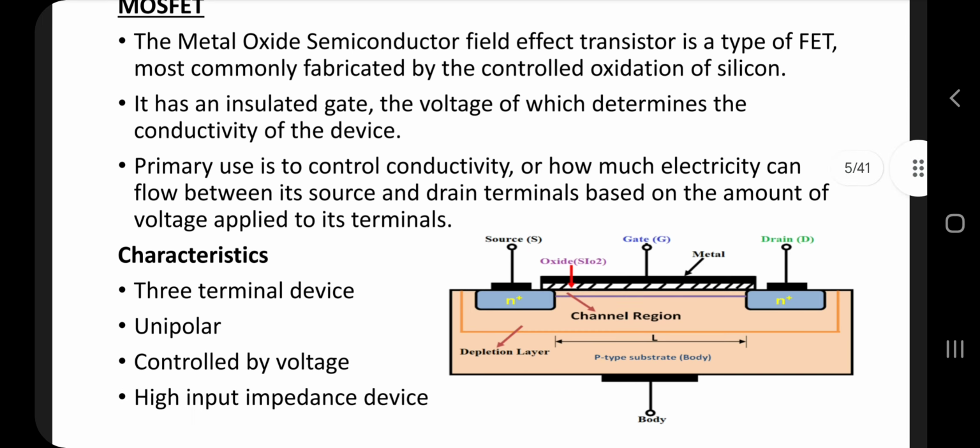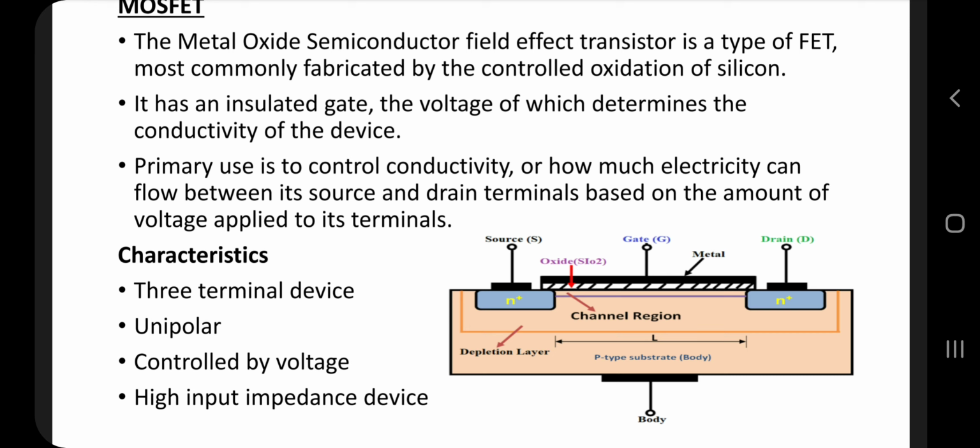This is a structure of MOSFET. It contains the oxide and a channel, and the terminals are source, gate and drain. Primary use is to control conductivity or how much electricity can flow between its source and drain terminals based on the amount of voltage applied to its terminals.